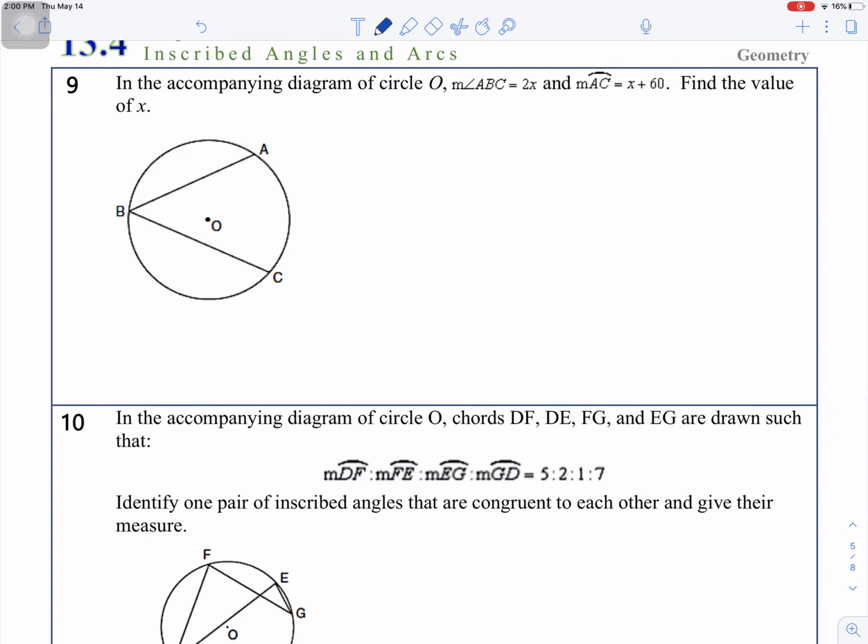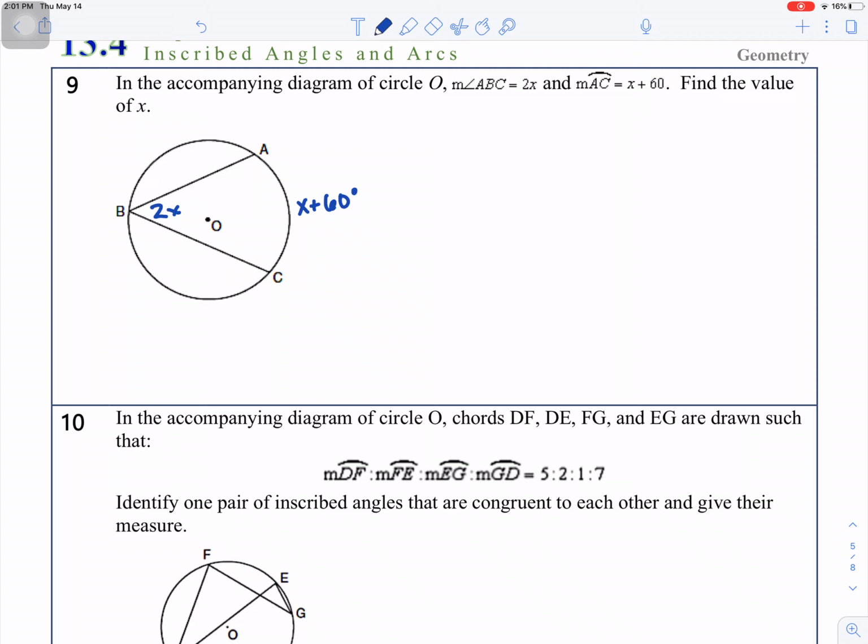In the accompanying diagram of circle O, the measure of angle ABC is 2x, and the measure of arc AC is x plus 60. How do I know it was that arc and not the other AC? The other AC is major. It would have to say major or ABC. It's always the shortest distance.